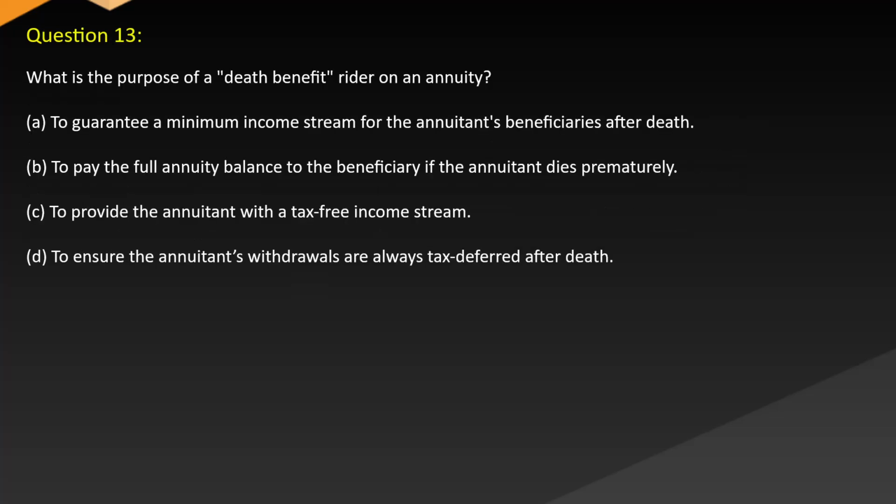Question 13. What is the purpose of a death benefit rider on an annuity? A. To guarantee a minimum income stream for the annuitant's beneficiaries after death. B. To pay the full annuity balance to the beneficiary if the annuitant dies prematurely. C. To provide the annuitant with a tax-free income stream. D. To ensure the annuitant's withdrawals are always tax-deferred after death.